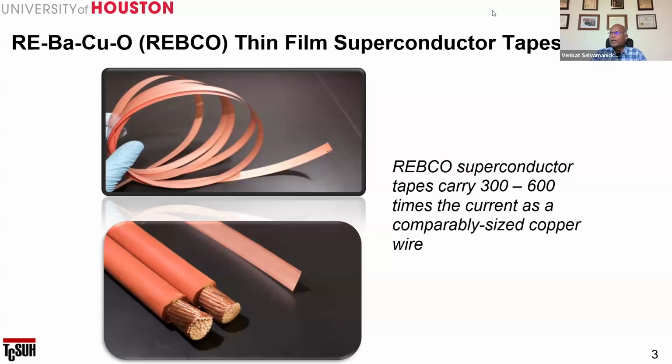So our product is actually called Ripco Thin Film Superconducting Tapes. From the outside, it looks like a piece of copper, but this piece of copper-looking tape can carry the same amount of current as these two copper wires. In general, these Ripco tapes can carry 300 to 600 times the current of a comparably sized copper wire.